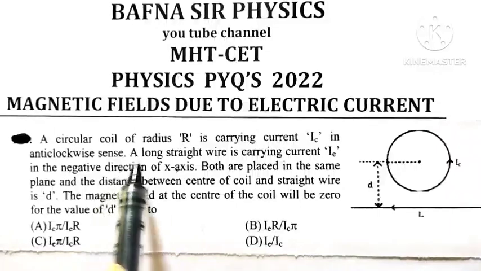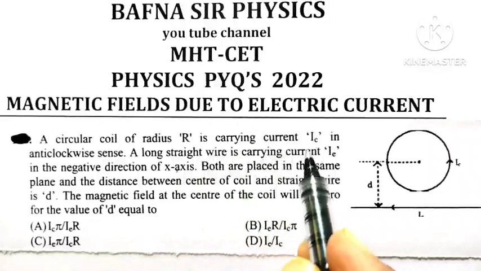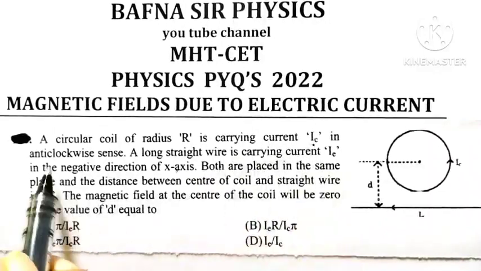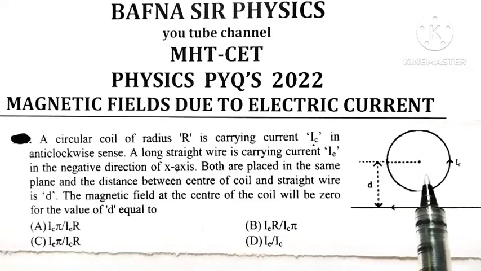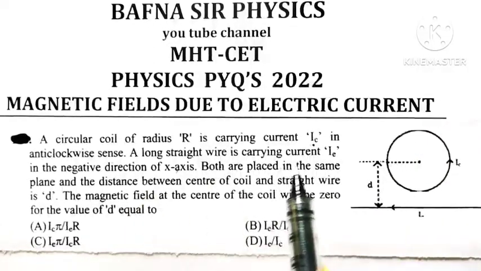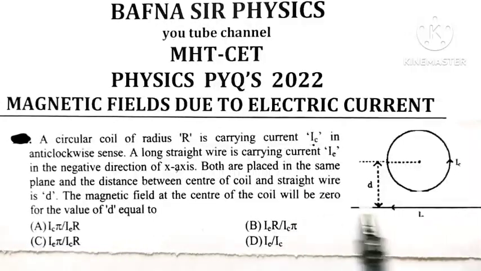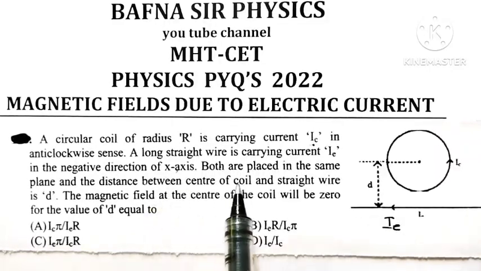A circular coil of radius R carrying a current IC in an anti-clockwise sense. So here IC is the current carried by the circular coil in anti-clockwise direction. A long straight wire is carrying current IE in the negative direction of x-axis. Here is the current IE, which is in the negative direction of x-axis.